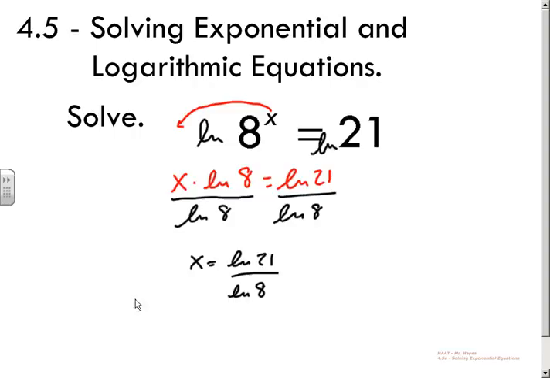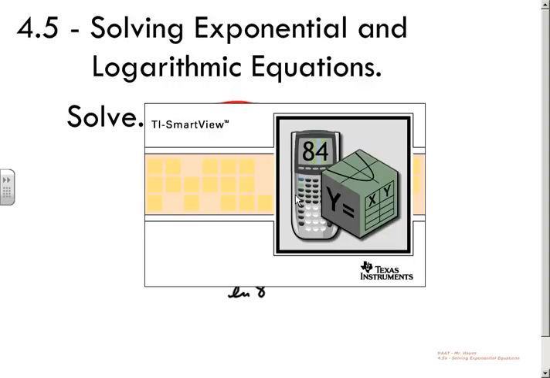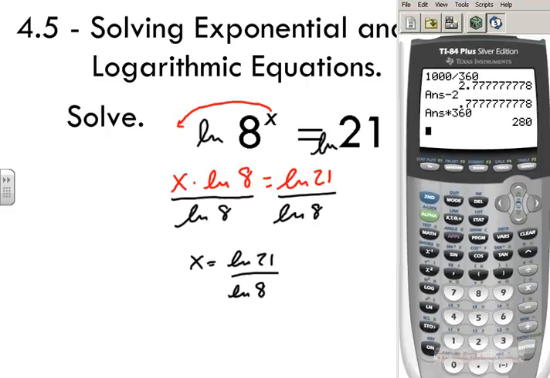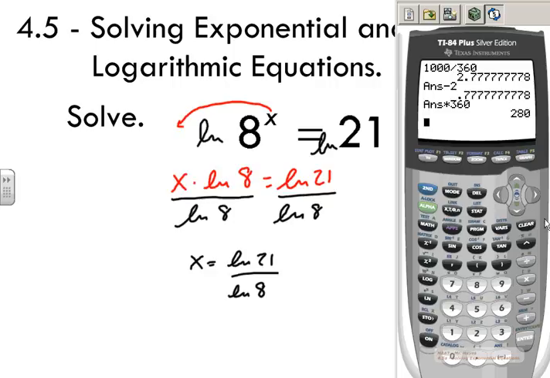And then you can punch that in a calculator. When you punch all this stuff into your calculator, make sure you close off parentheses as you need to. So you've got natural log of 21, close your parentheses. Otherwise, you're taking the natural log of a natural log, which can get really obviously wrong, and then the natural log of 8.